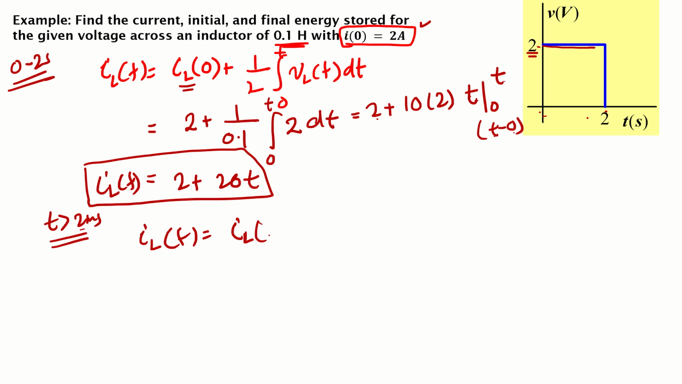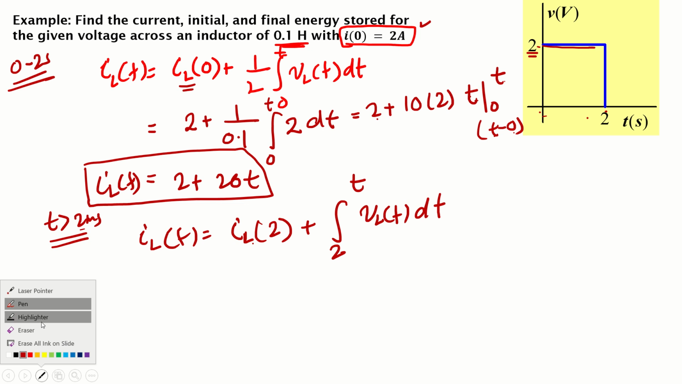So what is the current at basically 2? That will be the initial plus the integration from 2 till t of the voltage. This is important: we are calculating the current for t greater than 2, so the initial current for this case will be the current at the initial point 2, plus the integration of the rest of the circuit.